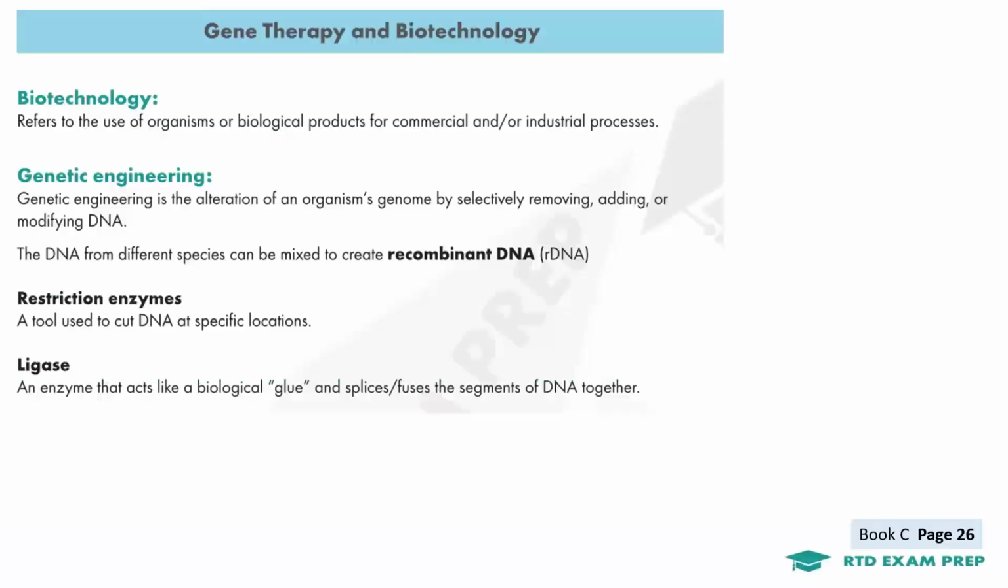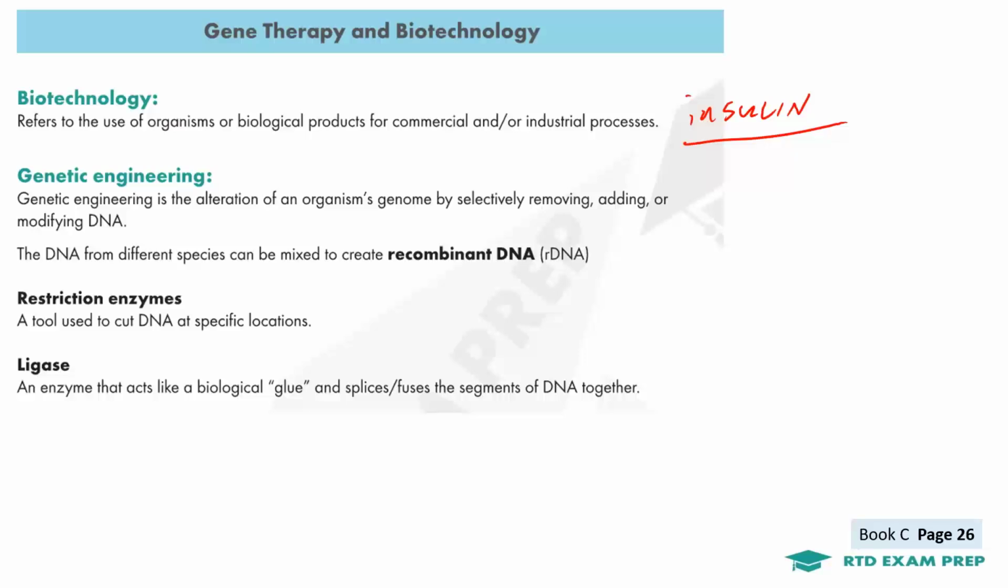As we move through the last parts of our Unit C, we enter gene therapy and biotechnology. Biotechnology is referring to the use of organisms or biological products for commercial and/or industrial uses. So this could be something like the mass production of insulin, where we have now taken the insulin gene and put it into a bacteria and they are mass producing human insulin.